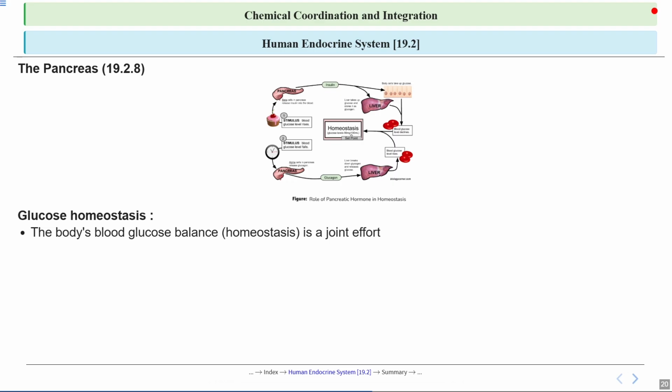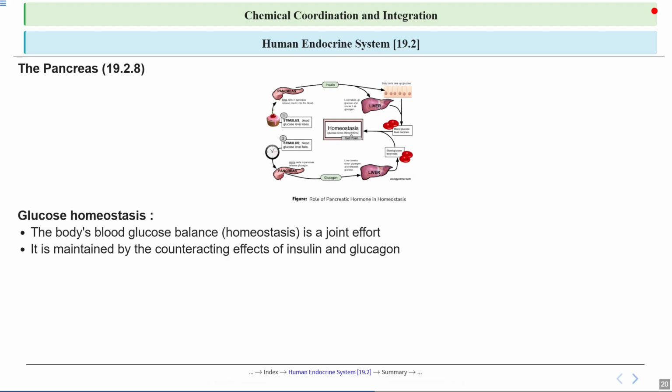The body's blood glucose balance is a joint effort. The body keeps blood glucose level steady through homeostasis, which means different systems work together. The pancreas releases insulin when blood sugar is high, helping cells absorb glucose. When glucose is low, the liver releases stored glucose, and this teamwork between the pancreas, liver, and cells ensures stable energy levels, showing how body systems cooperate to maintain balance.